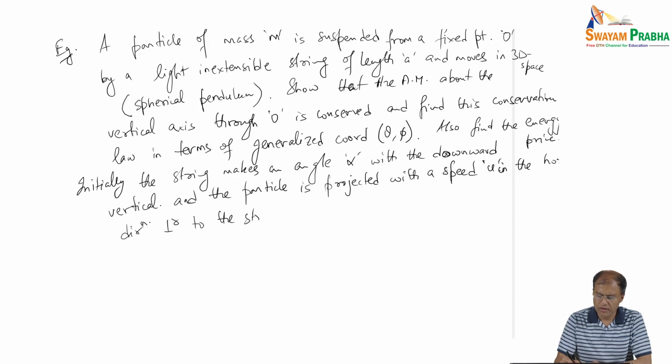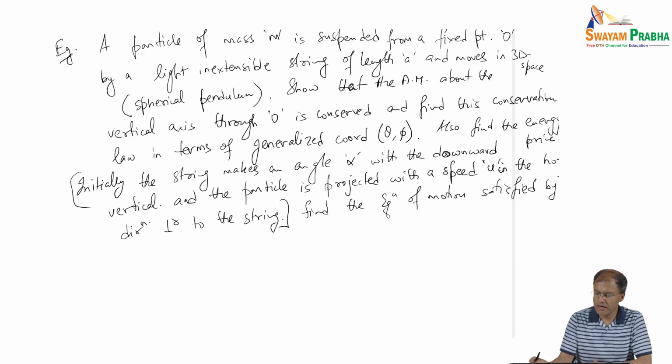So this is the detail which is given, and this entire statement is related to the initial condition of the problem. We have to find the equation of motion satisfied by theta of t. So we have to find the equation which governs the dynamics of theta. Okay, so let us try and draw a fairly accurate diagram here.